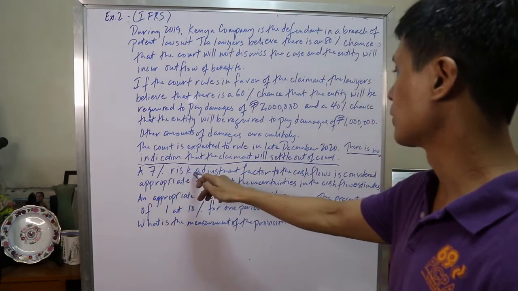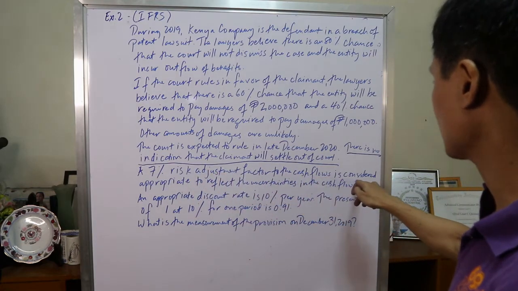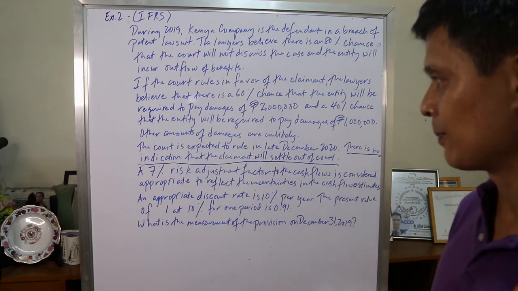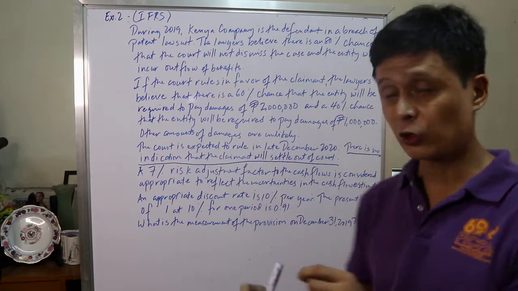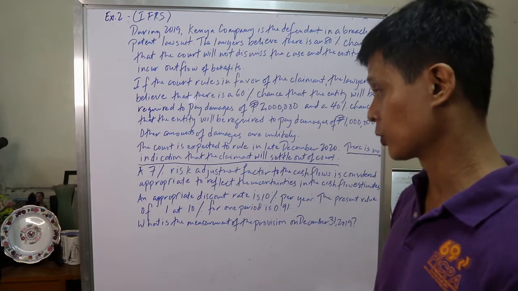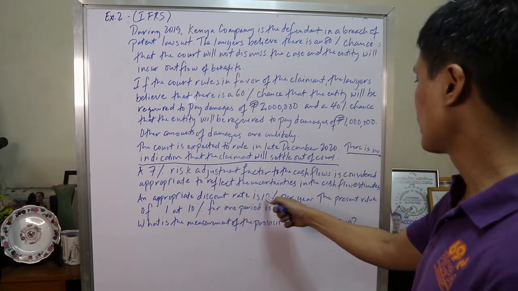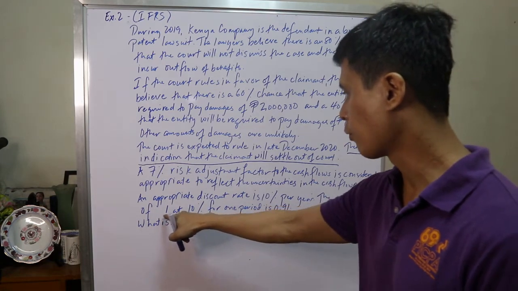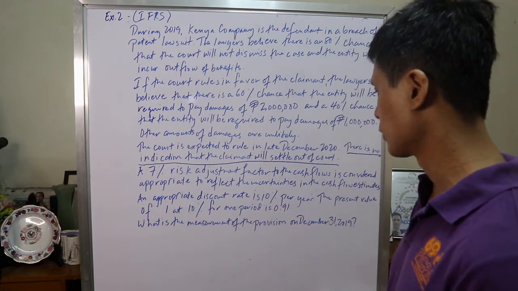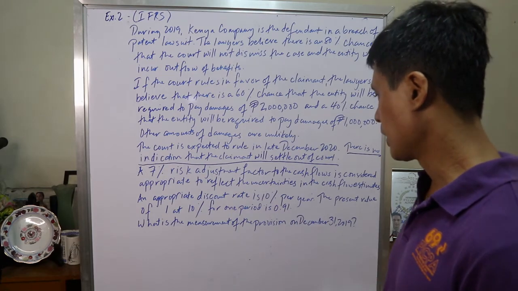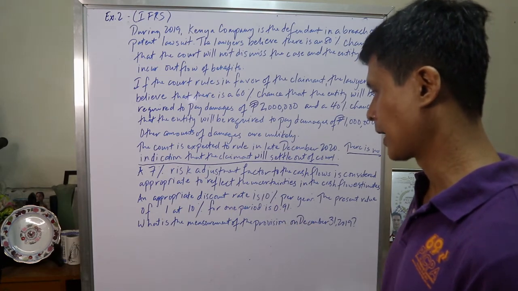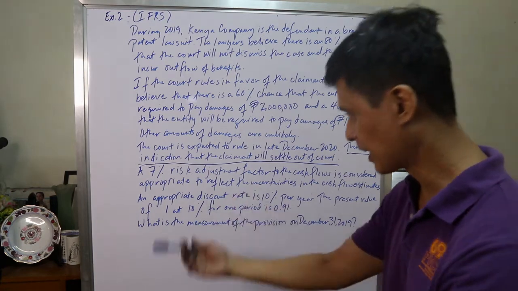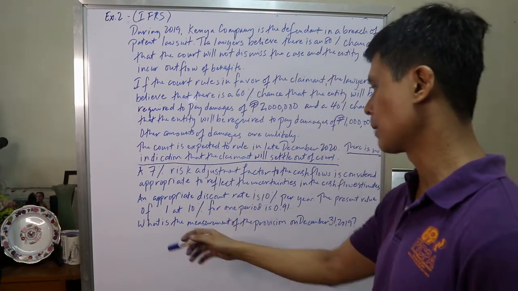A 70% risk adjustment factor to the cash flow is considered appropriate to reflect the uncertainties in the cash flow estimate. So kagaya kanina, no, merong risk adjustment. So gagawin natin 'yan. An appropriate discount rate is 10% per year. So ito yung present value. The present value of 1 at 10% for one period is 0.91. So para dun sa mga expected cash flow, no, expected cash outflow from the company.